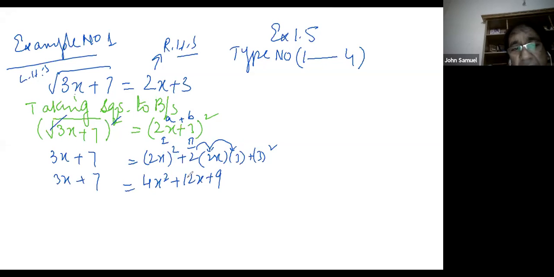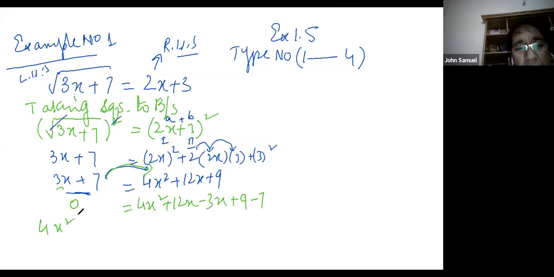Now we'll take this expression to the other side. So this will become equal to 0. So 4x square, accordingly we will write 12x minus 3x, this will shift to that side, you are familiar, and then plus 9 is the constant, and that constant will come here, will become minus 7. So this will be equal to 4x square plus 9x plus 2 is equal to 0.